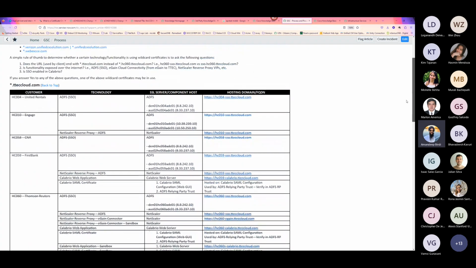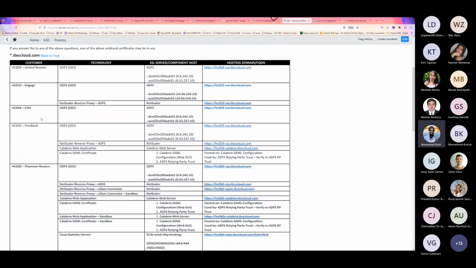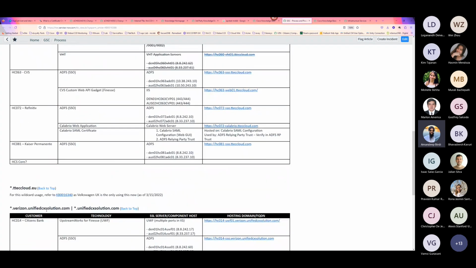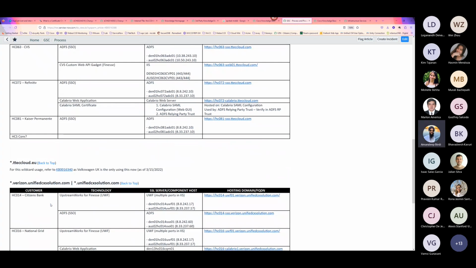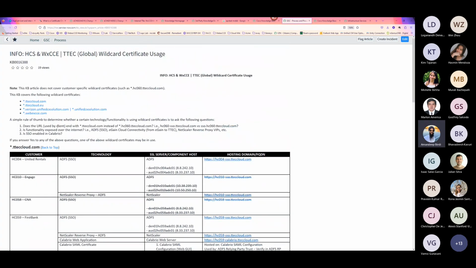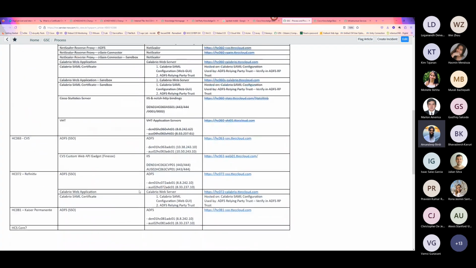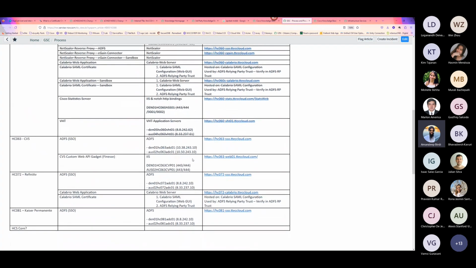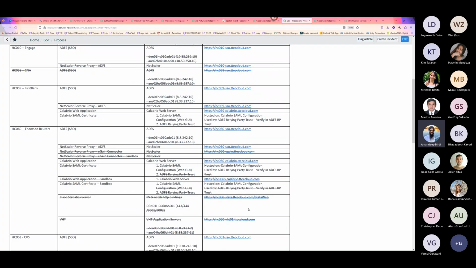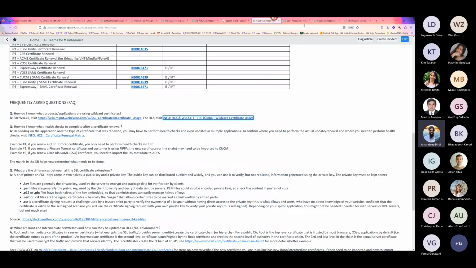Now, since this KB was written, we've had a few customers leave or move on to different platforms, right? So the ones with the strike through, those customers are gone. But for anybody else, this should be a reference for figuring out where those wildcard certs are used. These are not tenant specific wildcards. These are the core or top level wildcards we use, so star.ttechcloud or verizon.unifiedcxsolution. So this will tell you not only the application that's using it, but also the server names and the URLs that you need to test. So that's for HCS.